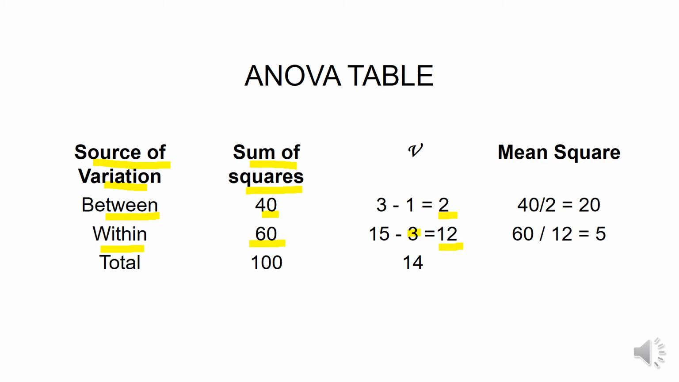Now we will calculate the mean square. Mean square will be calculated by dividing the corresponding sum of square value by the related v value. So 40 divided by 2 is equivalent to 20, and in the second case 60 divided by 12 is equivalent to 5. I hope students you must have gained the knowledge of solving the one-way ANOVA numerical up till now.